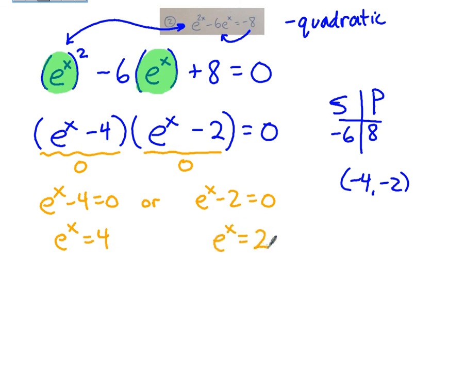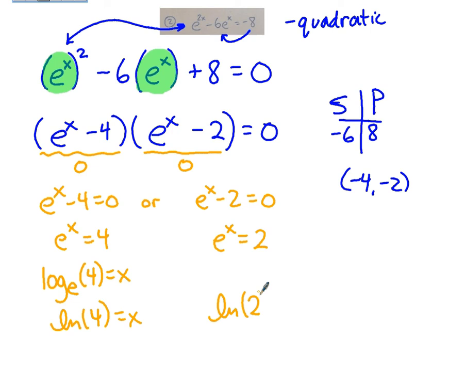And then now we can switch to logarithmic form. So logarithmic form is going to be log base e, which we know is the natural logarithm, of 4 equals x. So log 4 equals x. And over here, same idea, log 2 equals x. So in fact, those are the answers. We can just leave it like that. That's an exact value. And we've got it. x equals log 4 and x equals log 2.